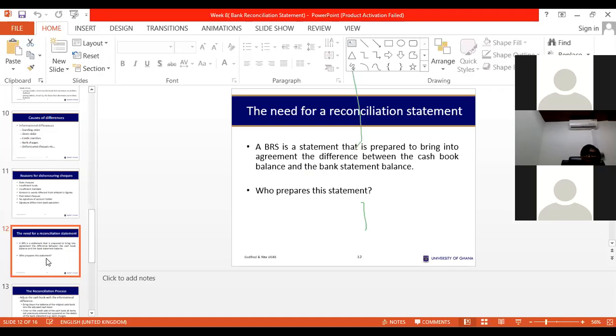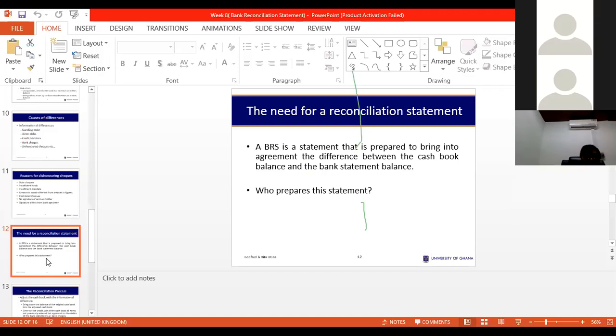Ohene, your hand is up. Yes, please, madam. If our debtors pay money into our accounts, I'll take a bank reconciliation statement. Assuming our debtors pay money into our accounts, we don't take a bank reconciliation statement.